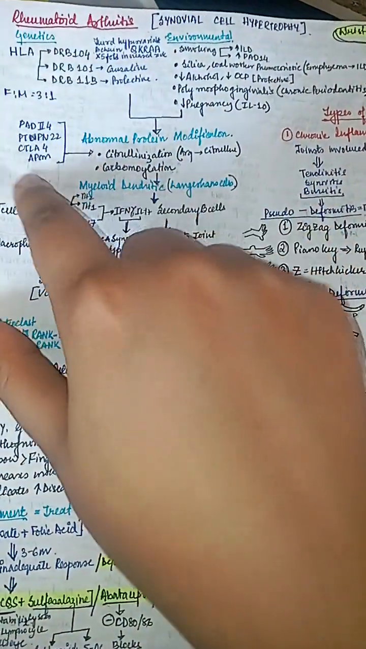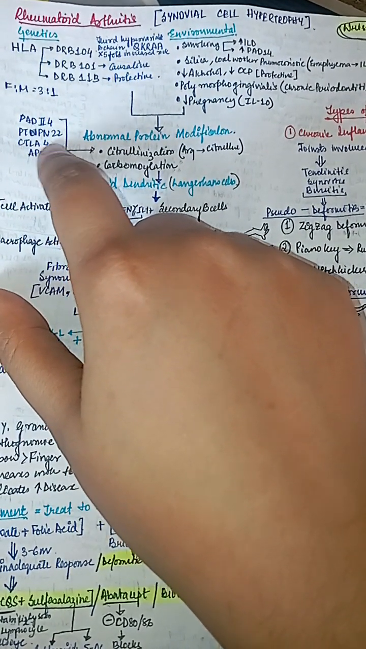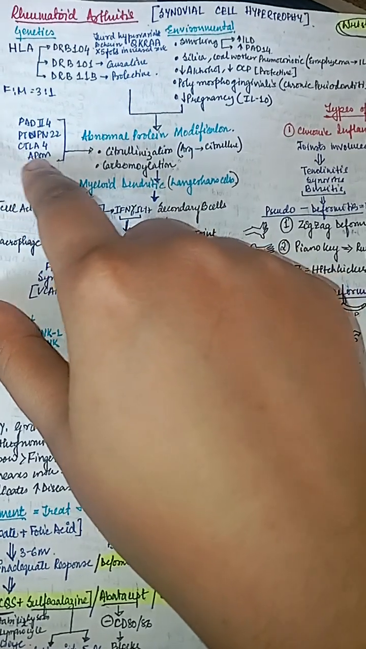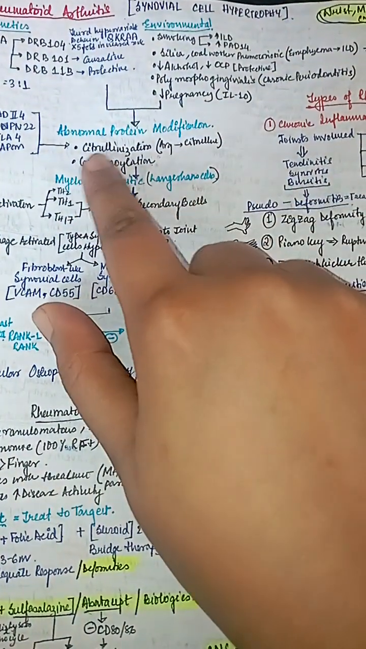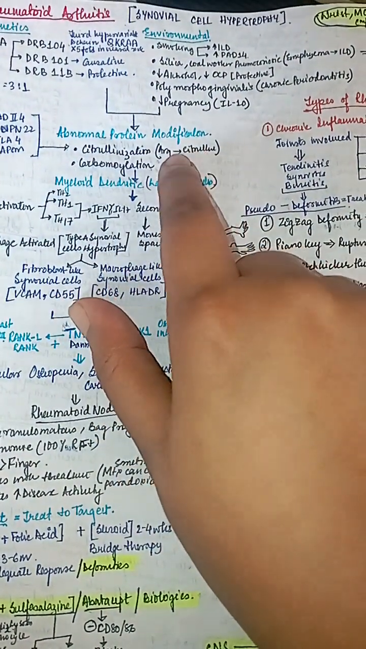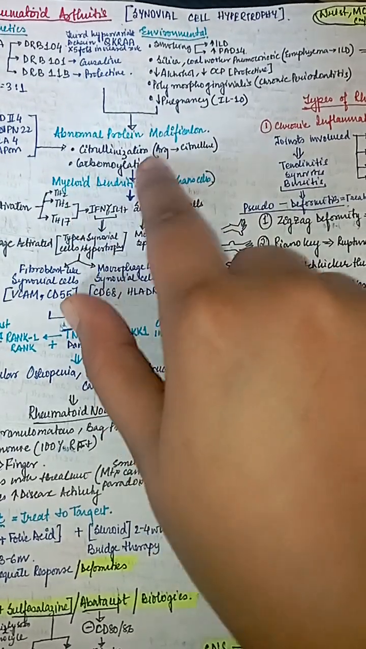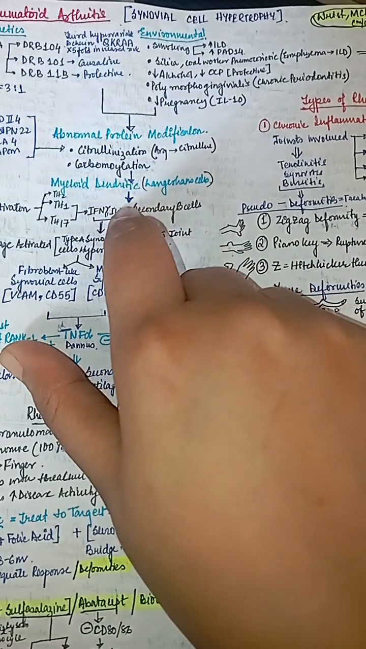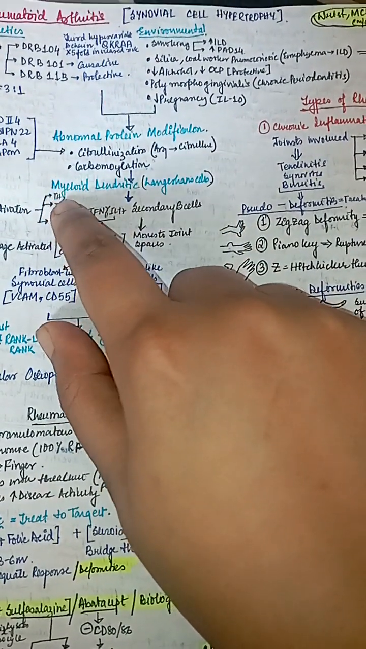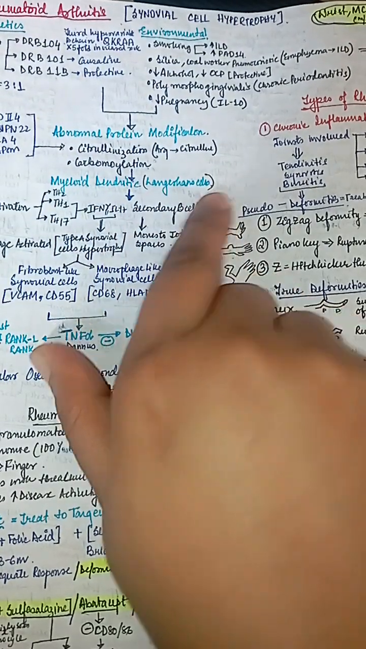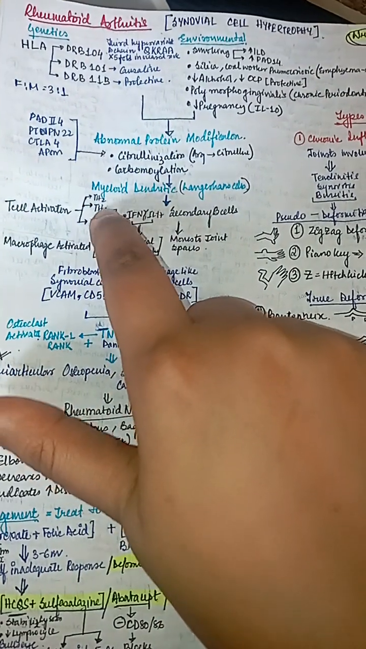That is controlled by these genes: PTPN22, PAD24, CTLA4 and APOM. All these genes control the citrullination of the proteins from arginine to citrulline and carbamylation. Abnormal protein modification leads to Langerhans cell formation, that is myeloid dendritic Langerhans cells. These are stimulated and then T cell activation occurs.